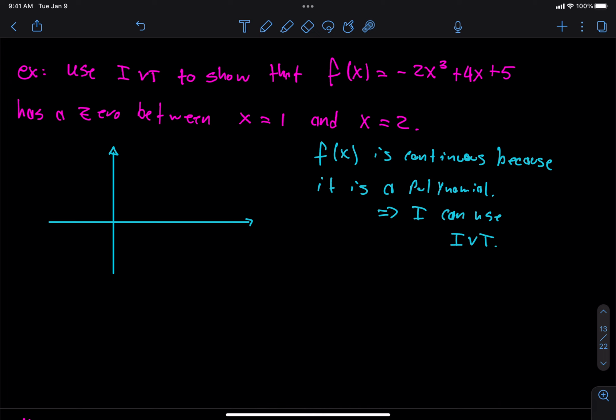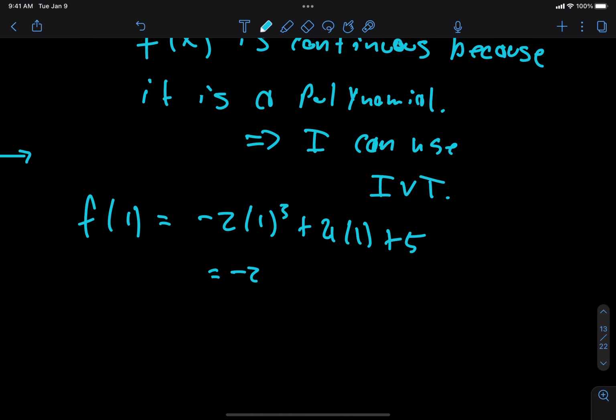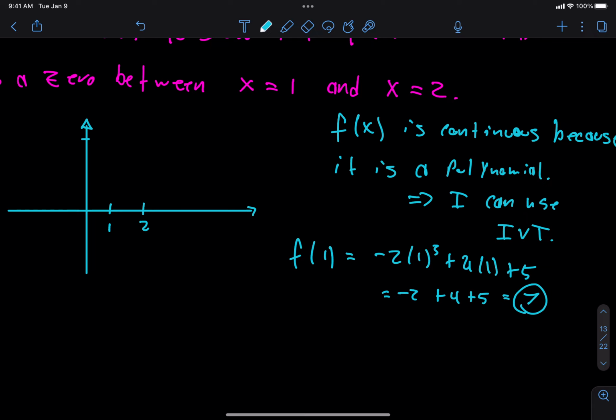So, what do I need to do to use the intermediate value theorem? I have my two inputs, but I need to find my two outputs, right? So let's find them. Here's x equals 1 and here's x equals 2. So what are the outputs going to be for x equals 1 and x equals 2? How am I going to find them? Well, I'm just going to do f of 1, which would be negative 2 times 1 cubed plus 4 times 1 plus 5. So if I'm not mistaken, this would be negative 2 plus 4 plus 5, which is 9 minus 2 is 7. So the height of the function when the input is 1 is 7.